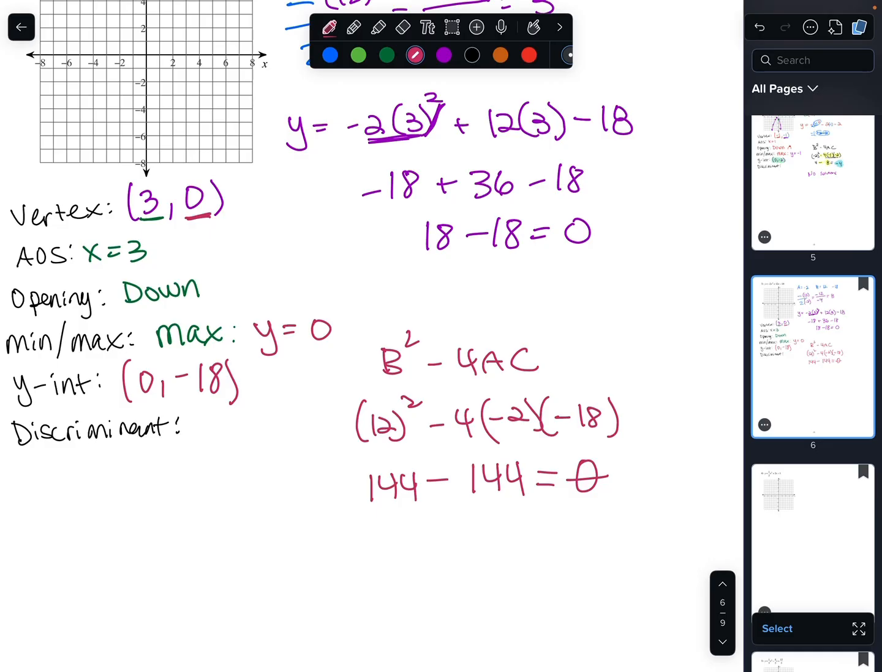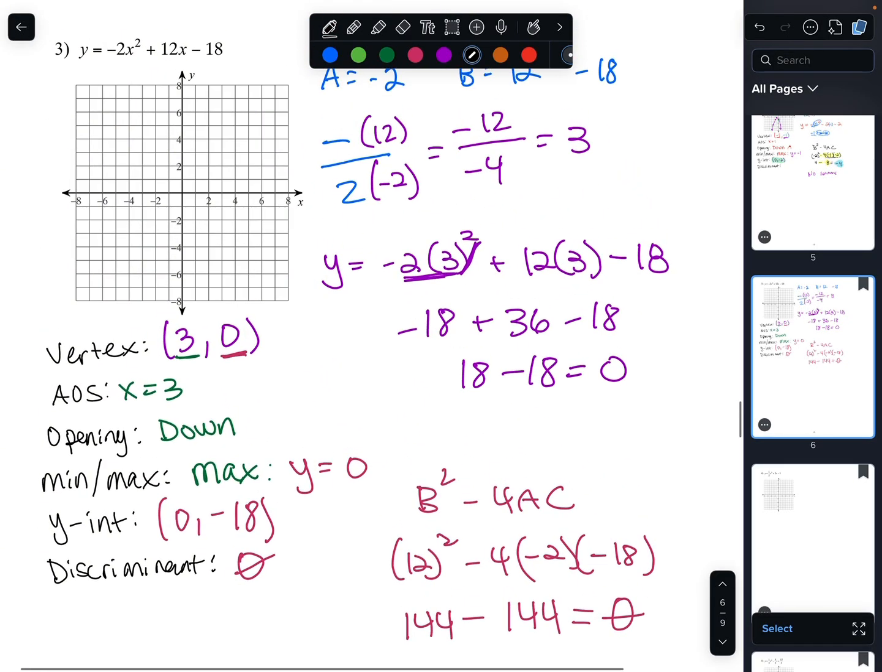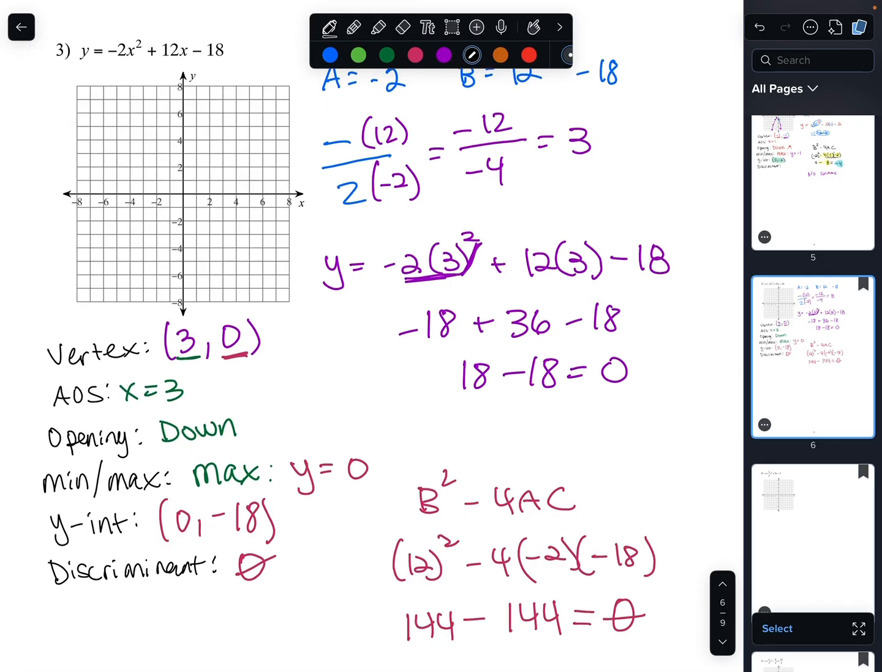So if it was positive, it's 2 solutions. If it's negative, no solutions. When it's 0, it's 1 solution. And a 1 solution means it's a bounce. And so what that looks like on a graph, let's go ahead and graph it. We have to put a dot on 3, 0. That's this one.